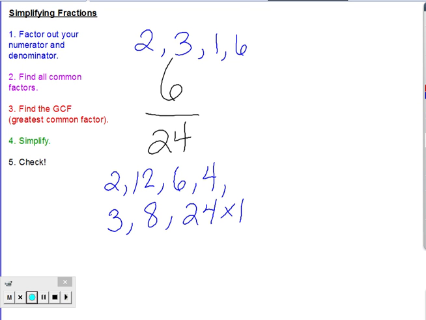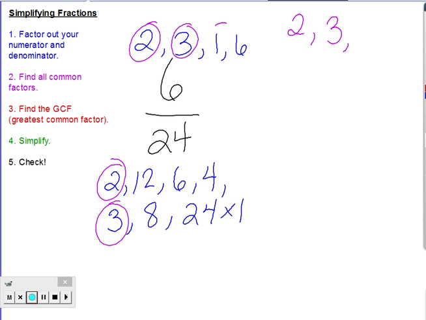So go ahead and press pause and find all of our common factors. All right, so let's look. Hopefully these are all of the common factors you found. I noticed that our numerator has a 2 and our denominator has a factor of 2. So that's a common factor. I noticed that the numerator has a factor of 3 and so does our denominator. So 3 is a common factor. Maybe I can circle these just so you can see what I'm talking about. There's our 2's, there's our 3's.